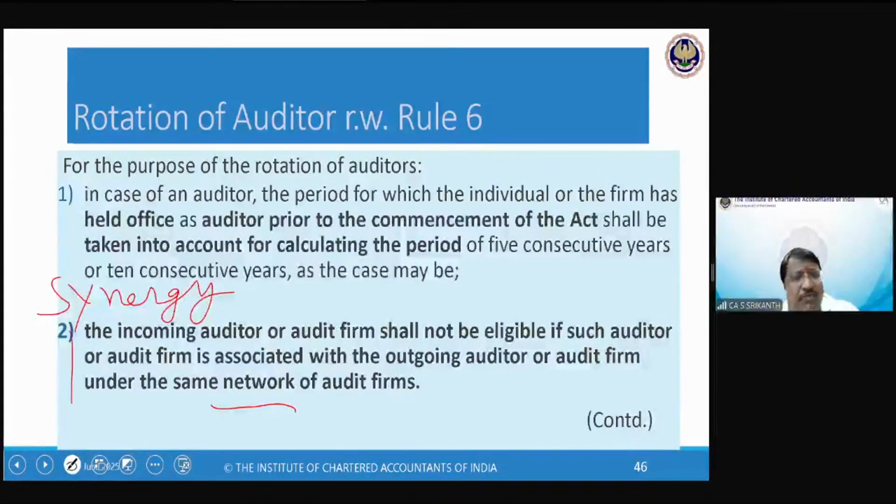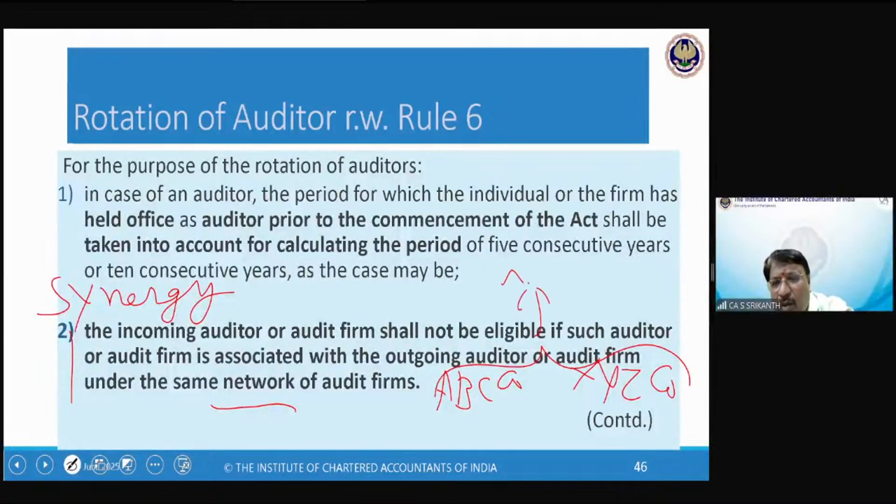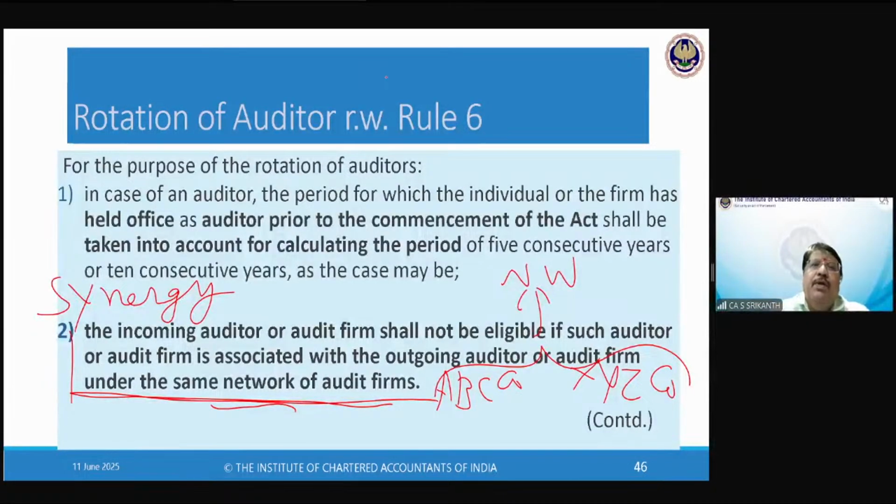So here they are saying, if the firm ABC and Co is networked with XYZ and Co, these two come under the same network. Now, ABC and Co is completing 10 years and is outgoing. Now this company wants to appoint XYZ. They cannot appoint, because both the outgoing and incoming are under the same network of audit firms. I hope I have made network clear.